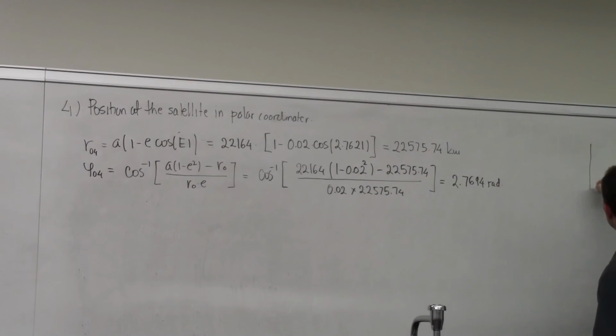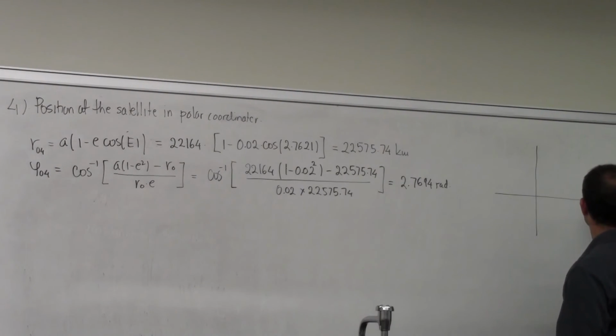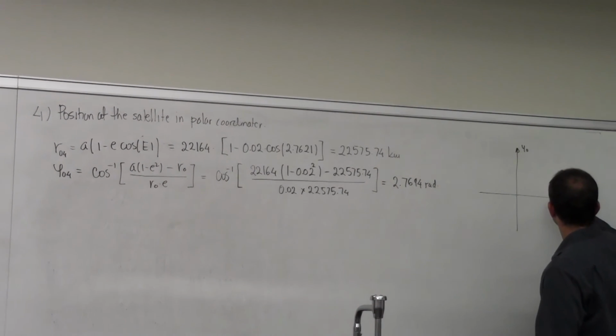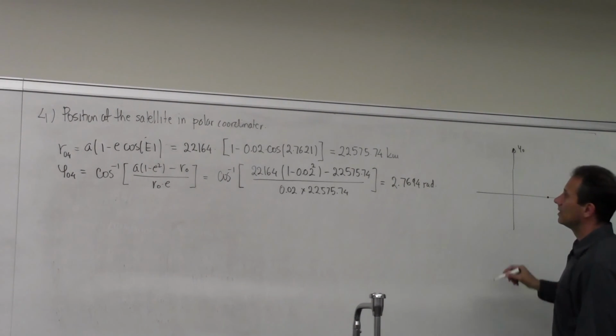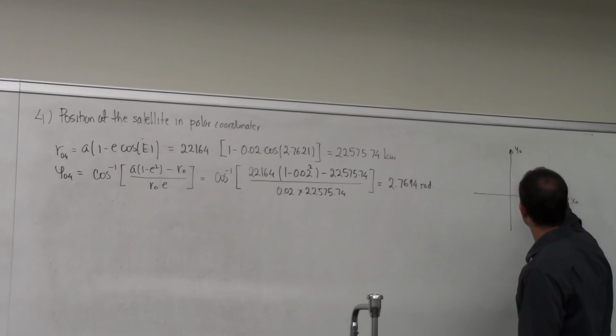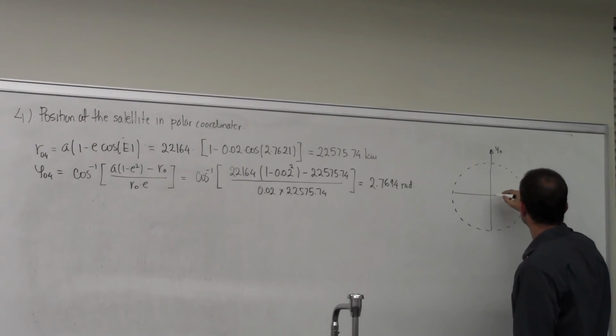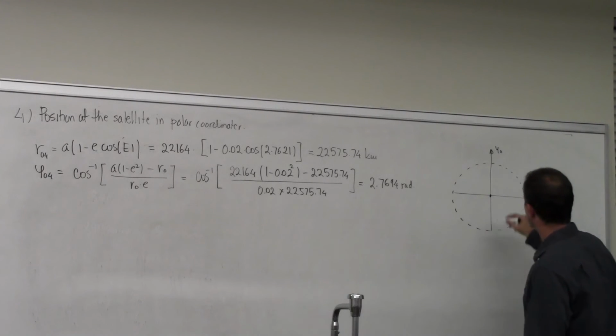If you were to draw it, this is your x0, y0. This is the direction to the perigee. And let's say this is your ellipse of the satellite. This is where the Earth is.